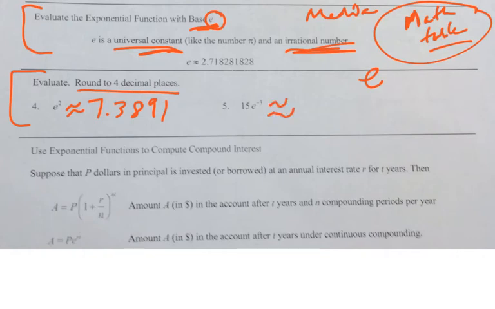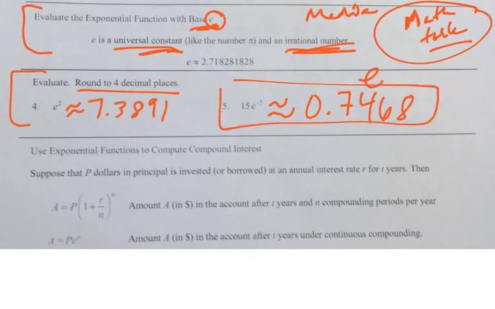Now on this one, this is 15e to the negative 3. Again, we can input that in our scientific calculator and we get 0.7468 when we round. Okay, so e is just a number. We can use it for calculations. It's going to be really important when we start looking at applications.